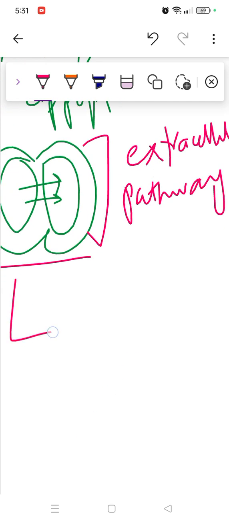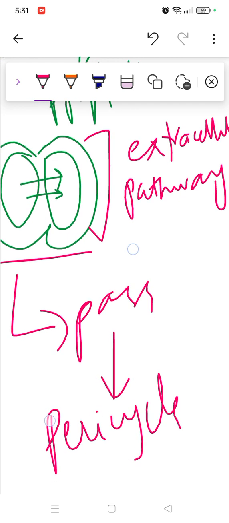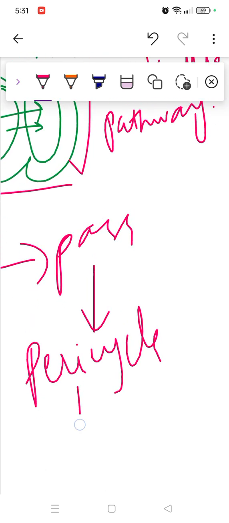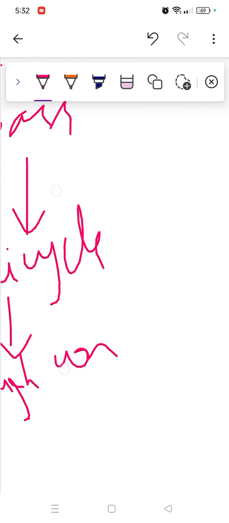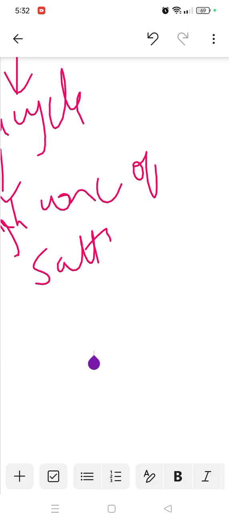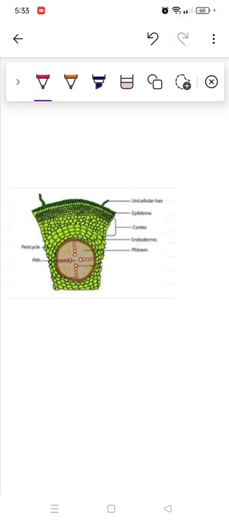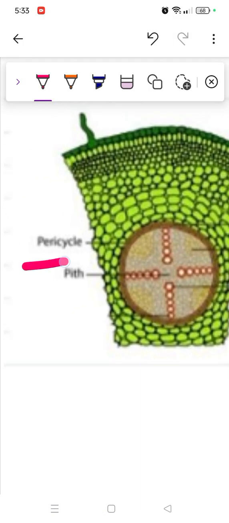After this, the apoplast passes to the pericycle, which results in a high concentration of salts. Let me add a picture here, otherwise it's getting confusing. So here you see the structure, which is the pericycle, and this is the pith. The pith is something in the middle of this structure.